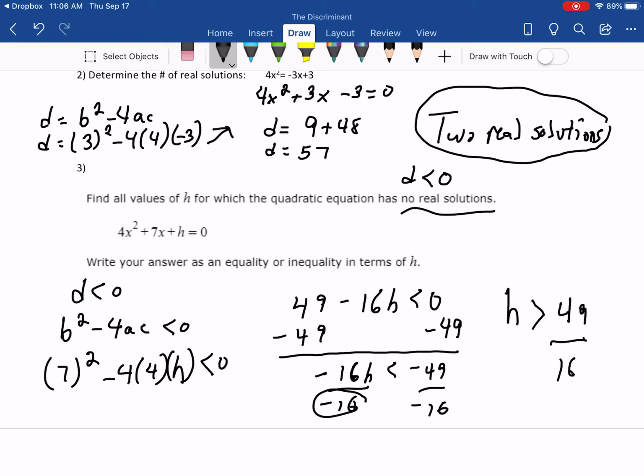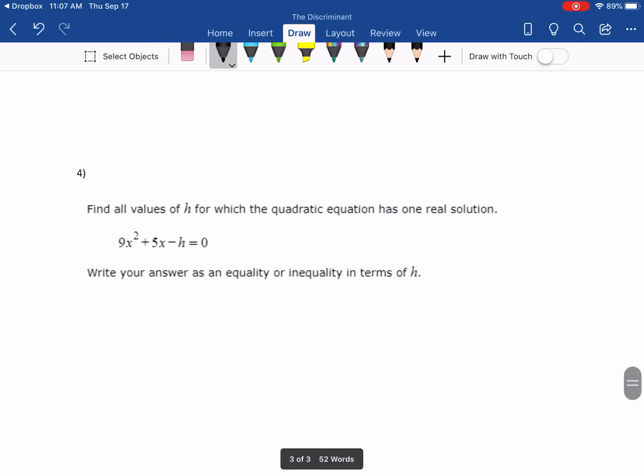We always want to try to simplify. 16 is divisible by 2, which doesn't work for 49. 16 is divisible by 4, doesn't work for 49. It's divisible by 8, which doesn't work for 49. So we have it in simplest form. So any h that's larger than 49 over 16 will give us no real solutions. Okay, so 49 over 16 is a little bit over 3, which means if I were to replace h with 4 and then solve that quadratic equation, we would get something involving i, something that doesn't have any real solutions. It has only complex solutions. All right.